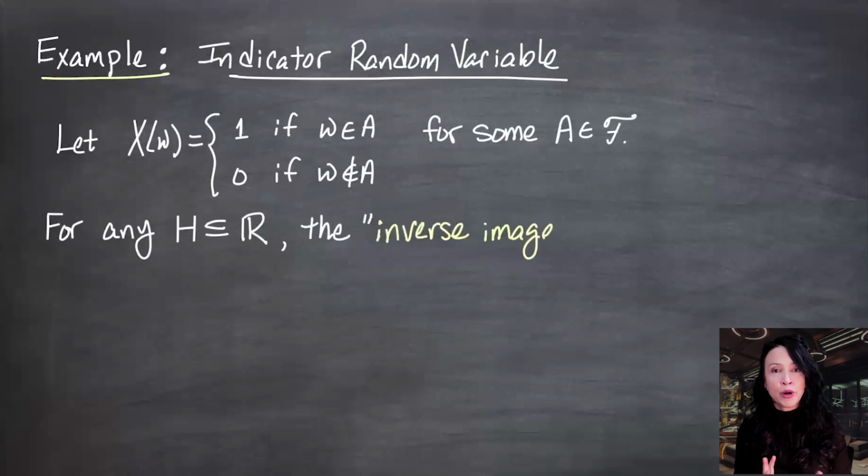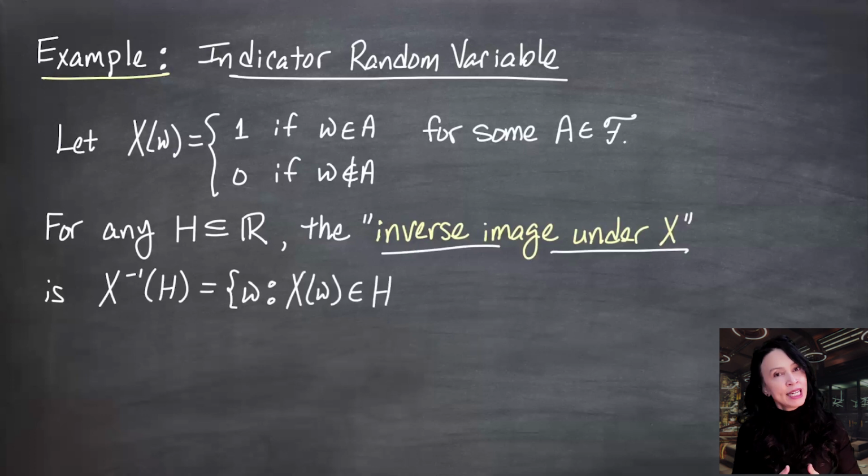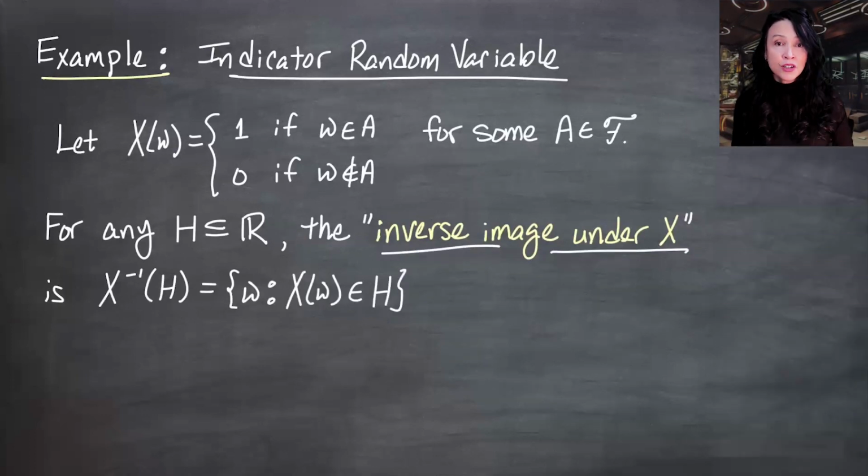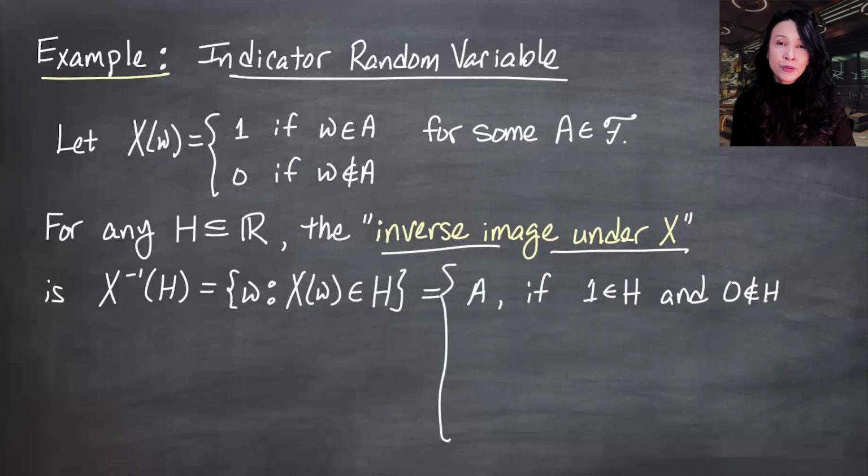We don't have to even worry about what is a Borel set and what's not. So take any subset H and look at the inverse image. The inverse image of a subset H from the reals is going to be the set A if and only if that set H contains the value 1 and does not contain the value 0. So again, H is in the reals, and if it contains the value 1 and not the value 0, then the inverse image is going to be the set A, which is what produced the value 1.